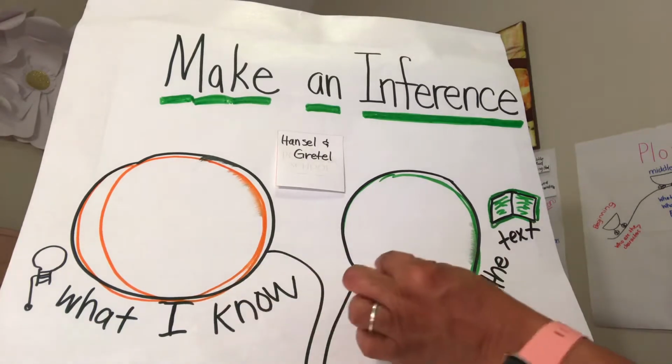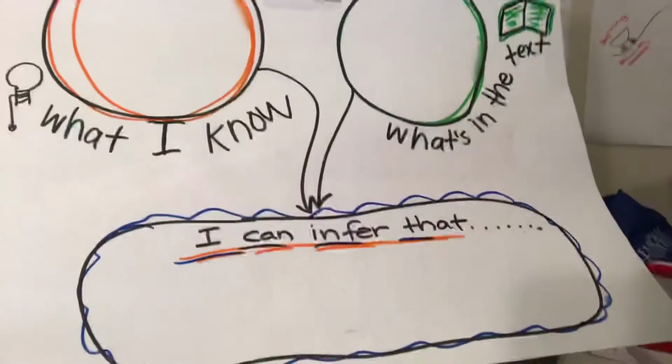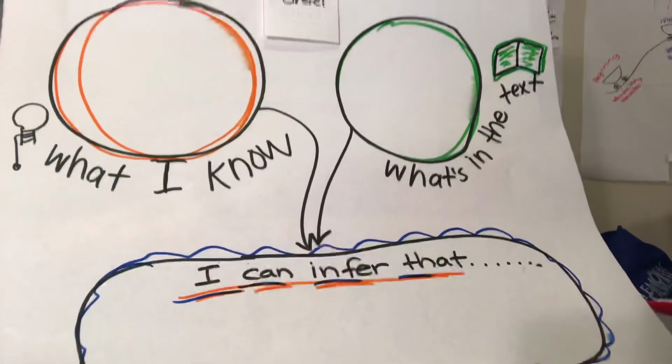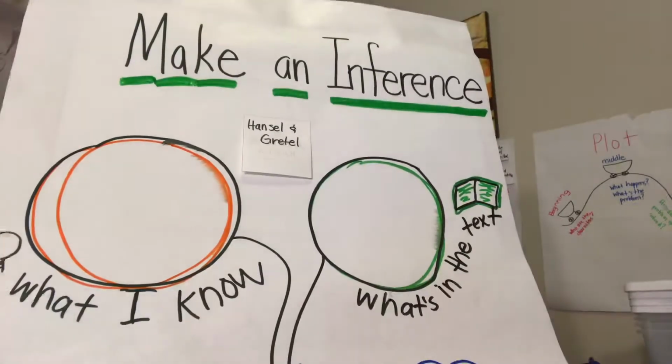When I put these two together, what I already know and what's in the text, that's when I know I can make an inference. I can infer that. What can you infer? What can you make an inference about today? All right, let's take an example.